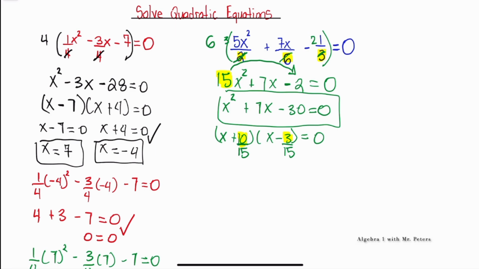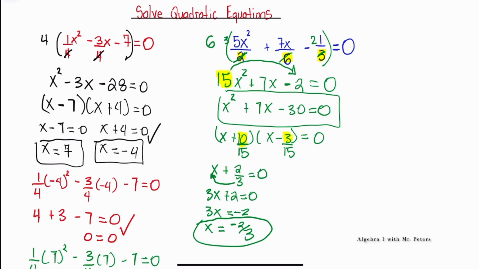So x plus 10 over 15 reduces to x plus 2 over 3 is equal to 0. And when you can't get a whole number when we divide the numerator by the denominator, we're going to slide that denominator in front of the x. So now we have 3x plus 2 is equal to 0. We'll have 3x is equal to negative 2. And then after we divide, we'll get x is equal to negative 2 over 3 as our first answer.